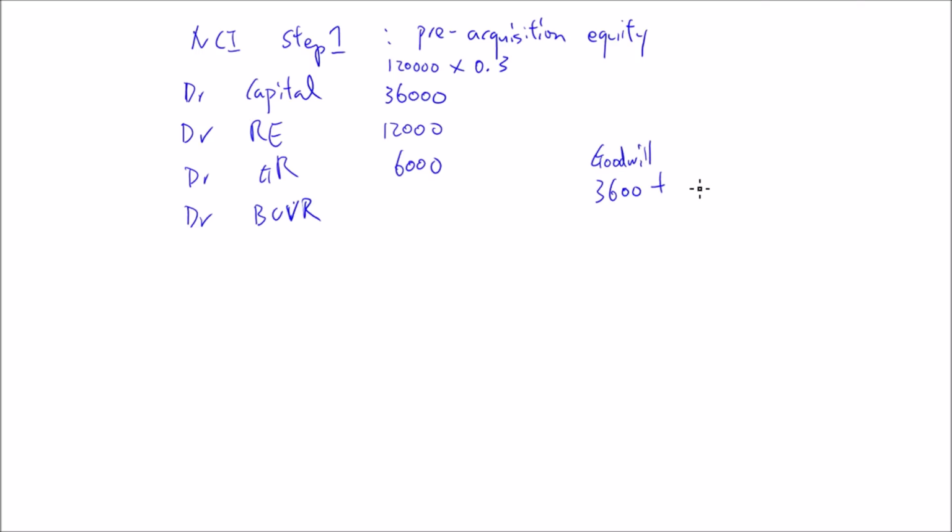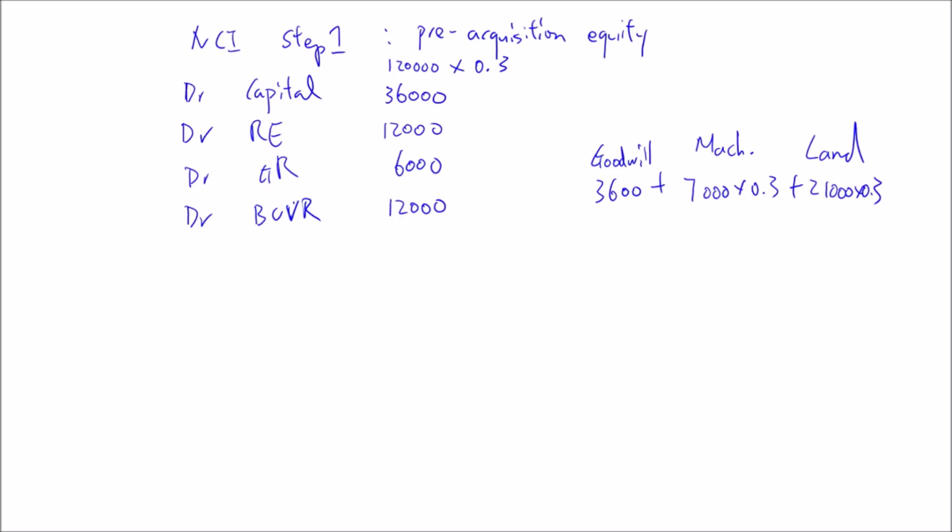And then we got machinery, 7,000, 30%. And finally, we also got land, 21,000, 30%. So that's land. So if you include everything together, you will find out that the amount of BCVR that we want to eliminate equals $12,000.